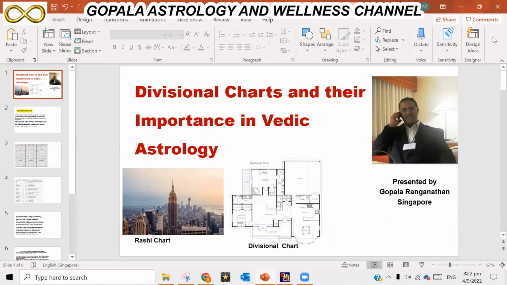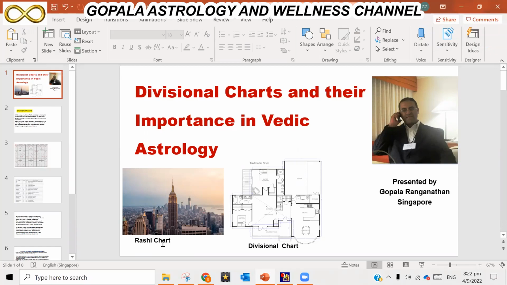So now, in the meantime, we should also give a lot of importance to what are known as divisional charts in our Vedic astrology. I will tell you a very simple analogy here, Sudan. Imagine the Rashi chart is like a big building. Suppose you take the Empire State Building and look at the top view, and let us say there are about 100 floors. When you superimpose everything onto the ground floor and try to understand where is the office, where is the library, you will go missing, right? You will go crazy.